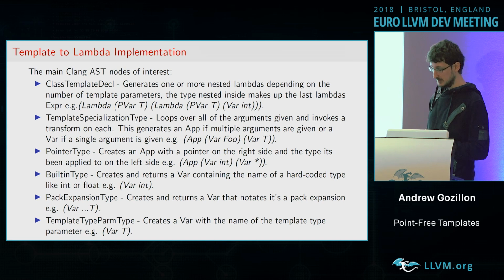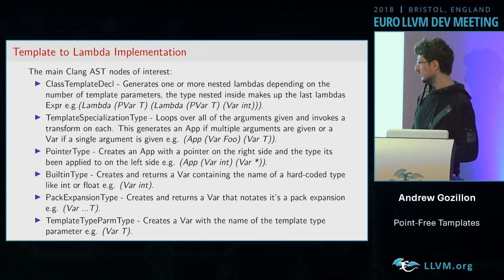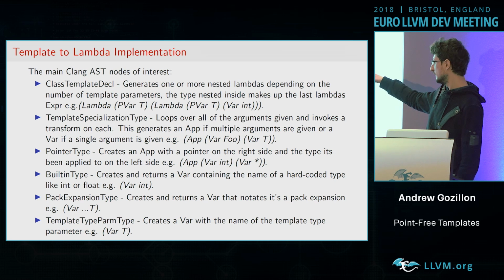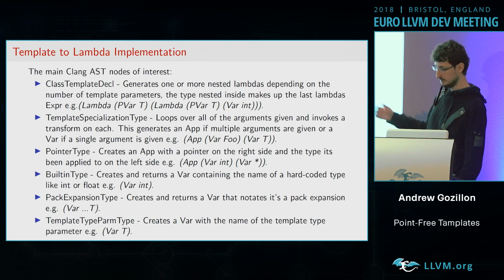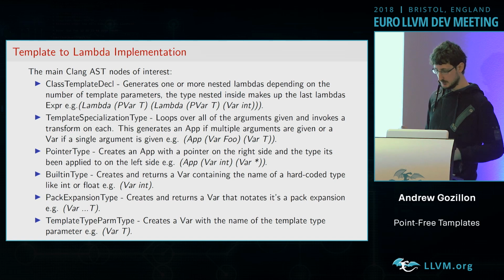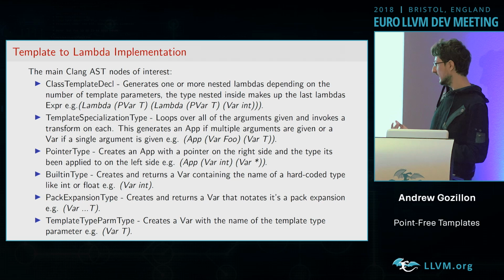Template specialization types are applications, because it's usually when you're passing a template parameter or a type to a template metafunction. So you're just applying an argument to a template type, and then we generate app var foo var t. In this case, it's a t being applied to a template function called foo. Then we've got pointer type here. Because pointers aren't really types, we need to deal with them a little differently. Any pointer we deal with is going to be changed to an add pointer, and the inverse for removals as well.